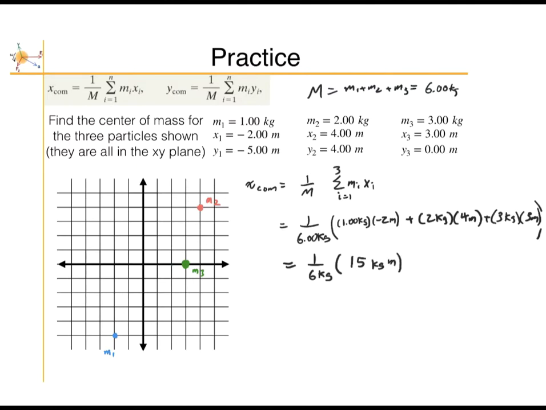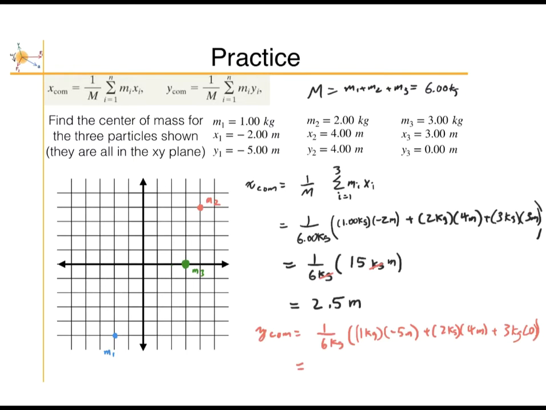Like so. And when you plug in and calculate, you end up with 2.5 meters. You'll notice that the kilograms go away here. And when you do a similar calculation for y center of mass, it'll be 1 over 6 kilograms, and then it'll be m1, y1, so it'll be 1 kilogram times y1, which is -5 meters, plus 2 kilograms times 4 meters, plus 3 kilograms, and the y in this case is 0, right? So that term is going to go away.